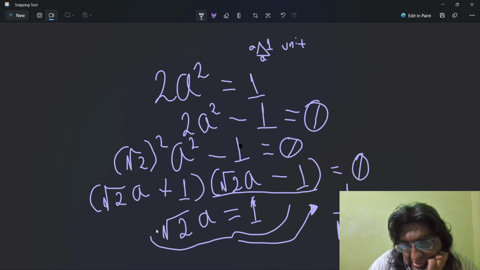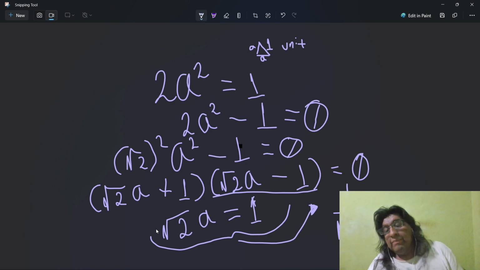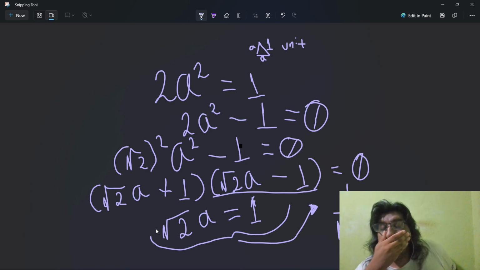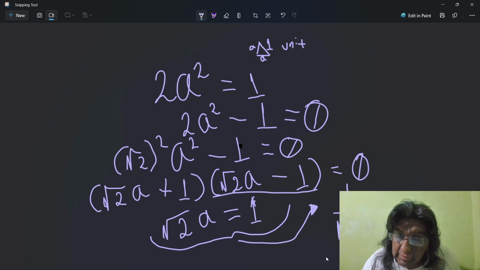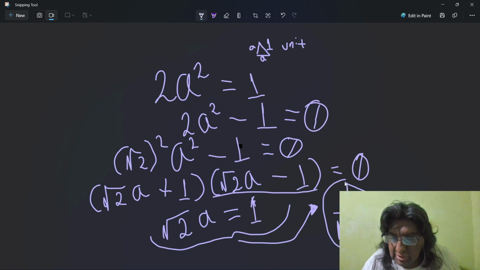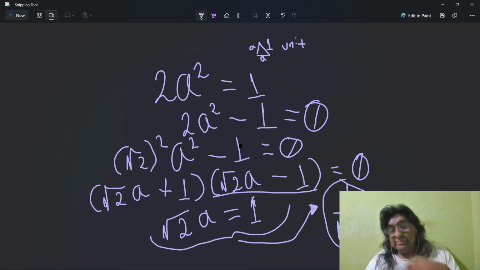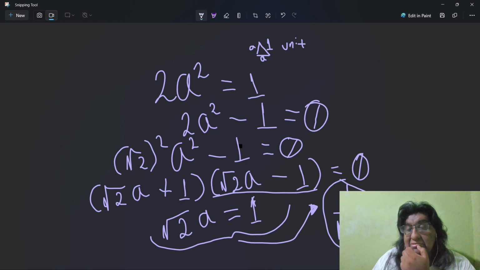And this is the solution. Okay. 1 over the square root of 2 is a solution. But how can you be sure about that?